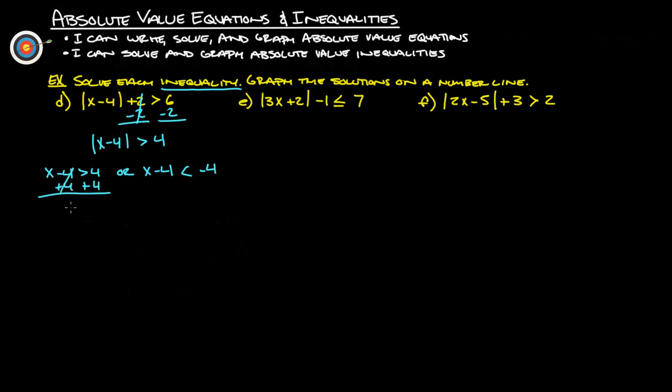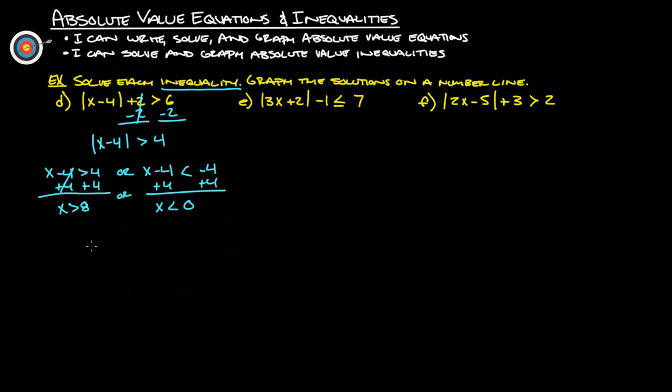So we get x has to be greater than 8, since 4 plus 4 is 8. Or, add 4 to both sides, and we get x has got to be less than 0.